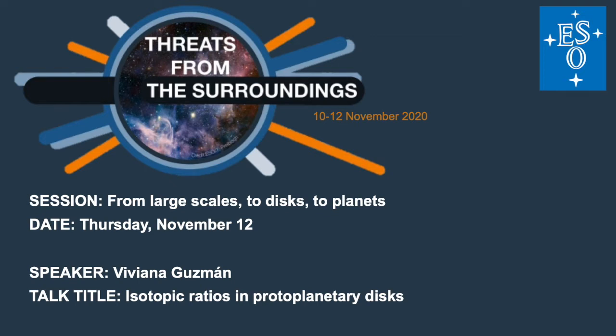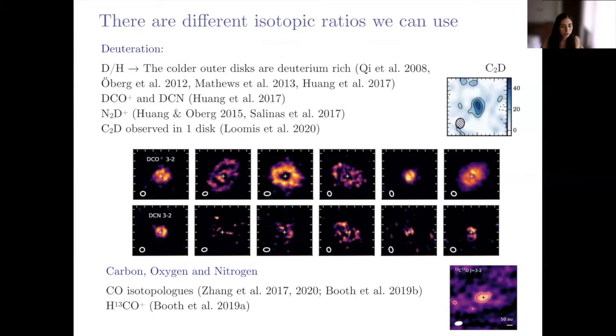Some of the ratios that we can measure in disks are, first, the deuteration, of course. DCO+ and DCN have been detected in several disks, for example, in this work by Jane Wang in 2017. Also, N2D+ has been detected in a couple of disks, and very recently C2D was detected in one disk thanks to a line survey that Ryan Loomis published this year.